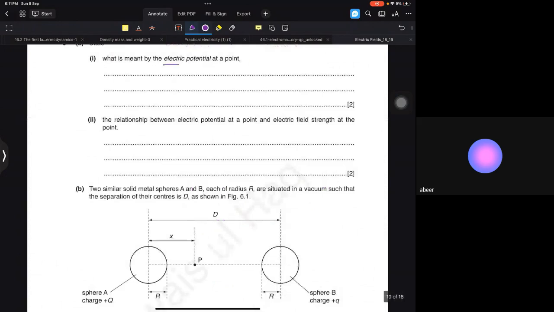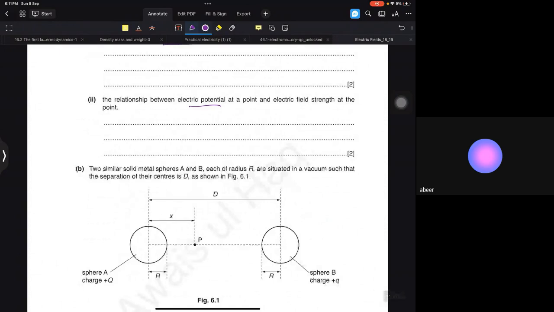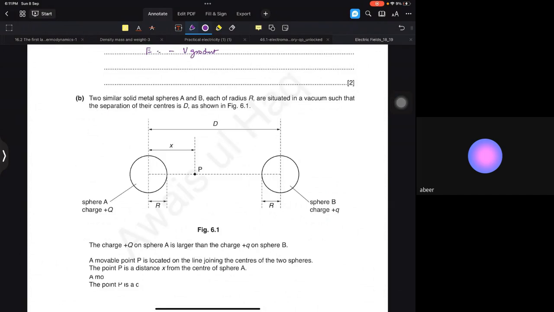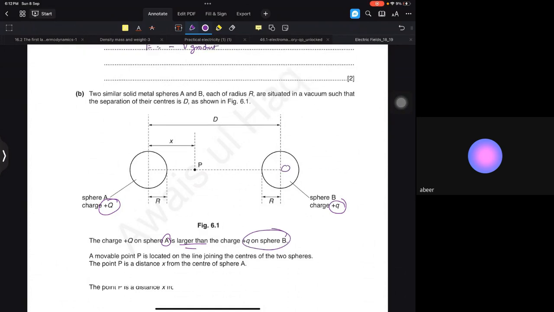So what is meant by electric potential? Now you guys already know the relationship. It's a new question actually. So you have to write electric field strength is the negative of the potential gradient. Anyway, both charges in this case are positive, as you see. The charge on A is larger than the charge on B, so B has a smaller charge, right? And you have to create the potential graph now.